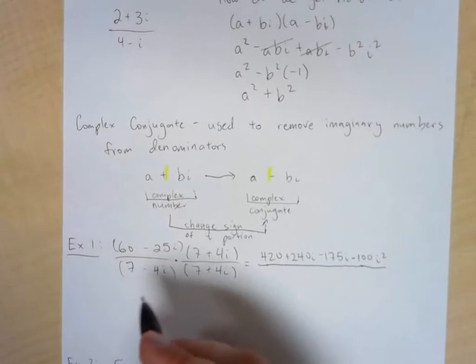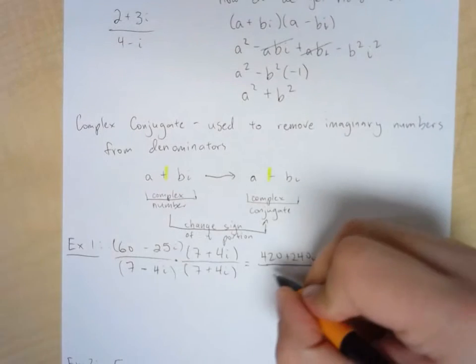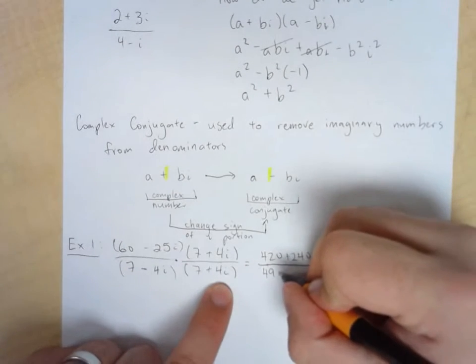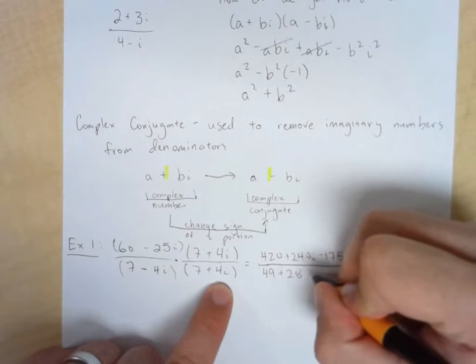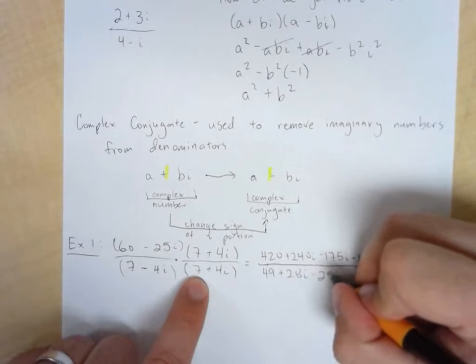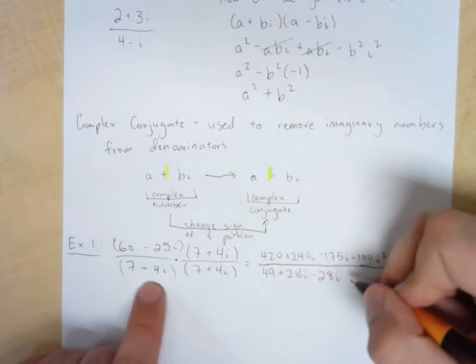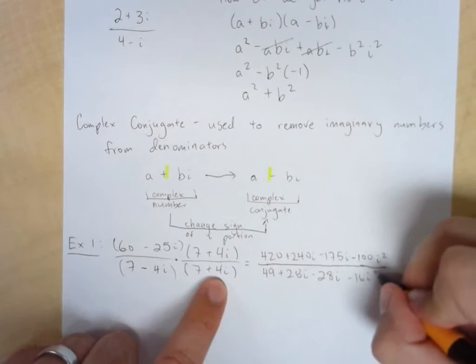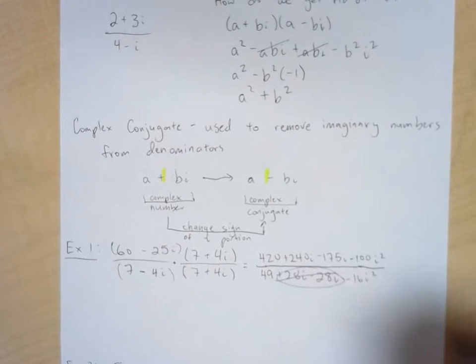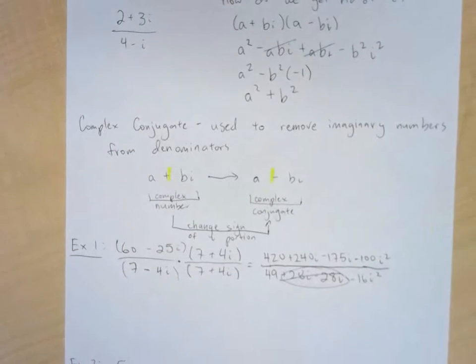And then we'll do the same thing at the bottom. So we've got 7 times 7, which is going to give us 49. 7 times 4, which is going to give us positive 28i. Negative 4i times 7, which is negative 28i, and then negative 16i squared. And if you've done this right, these middle terms should be opposites, and you can cross them off. They are equal to 0.